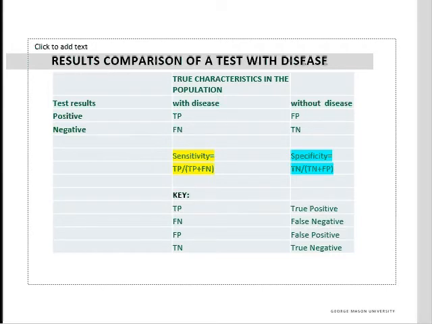So, if we want to lay out this example in terms of a formula, the sensitivity identifies the percent of true positives divided by all people who have the disease. True positive divided by sum of true positive and false negatives. Specificity identifies the correct percent of people who are true negatives divided by all people who truly do not have the disease. True negative divided by sum of true negative and false positive.